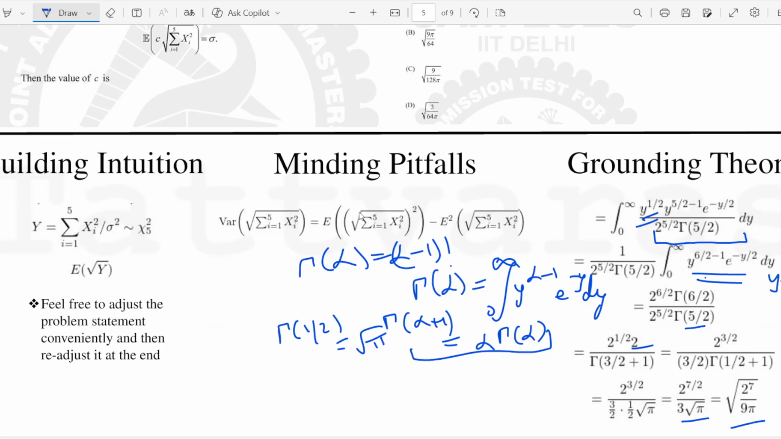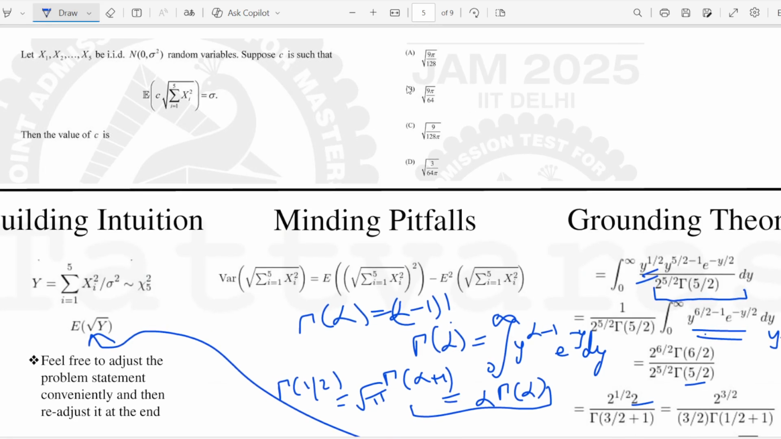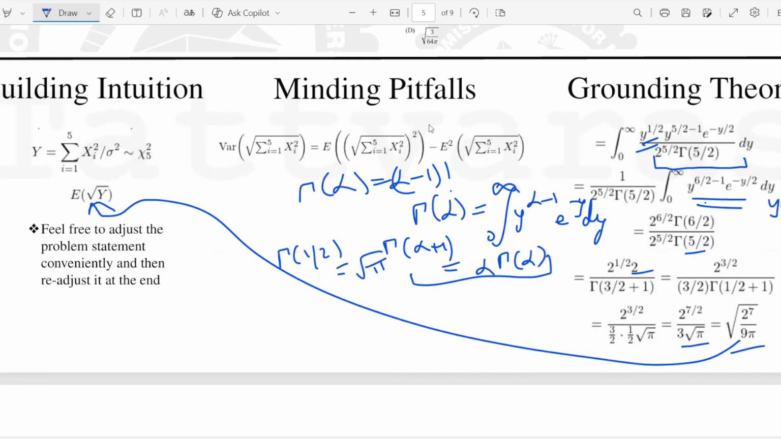So the expectation of root y is this, but we want this expectation to be 1. So we simply take it on the LHS by inverting it. And our answer is root over 9 pi by 2 to the power 7, which is this root over 9 pi by 128. That was it.